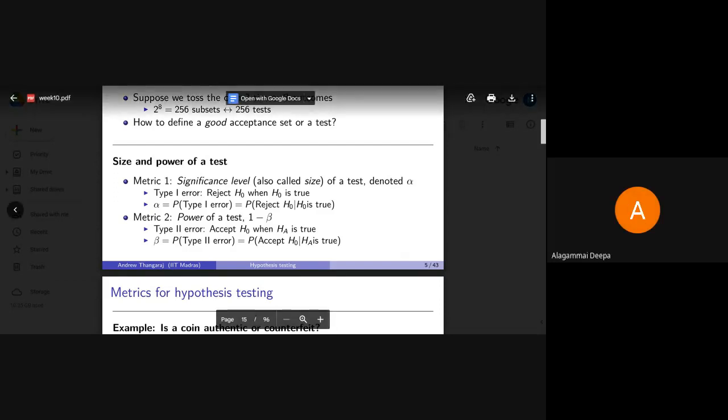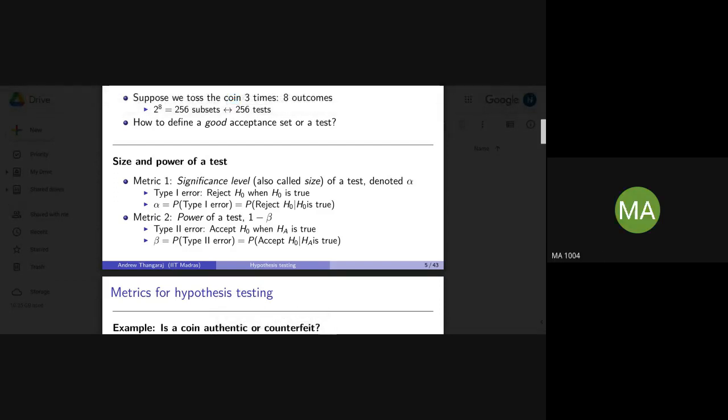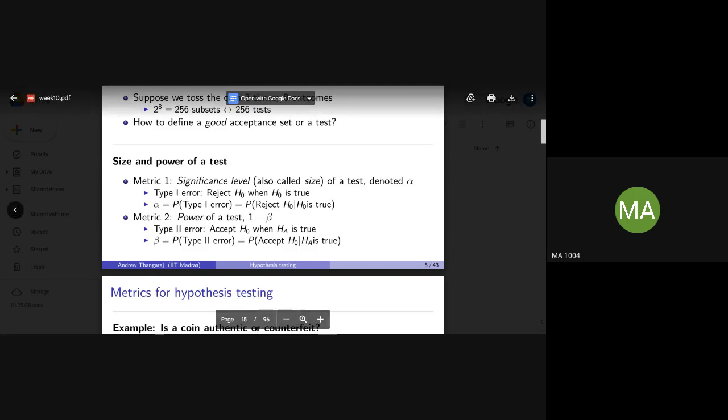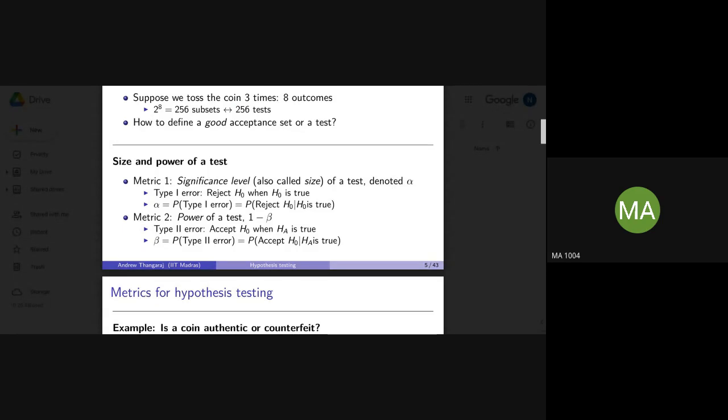Type 2 error is accepting H0 when HA is true. And beta is the probability of making this type 2 error. Then 1 minus beta is when we accept H1 when it is true only, no? We are not rejecting it. That is 1 minus beta, no? 1 minus beta is when HA is true, you are rejecting H0.